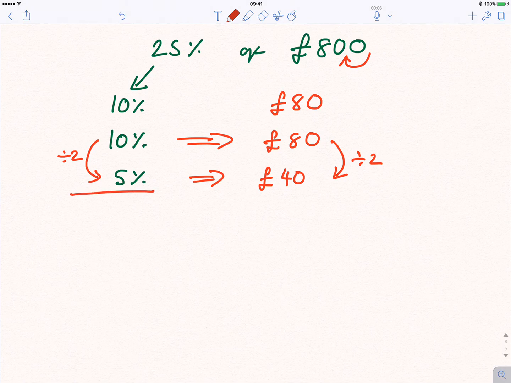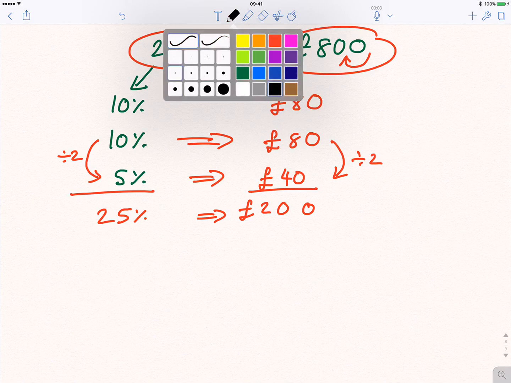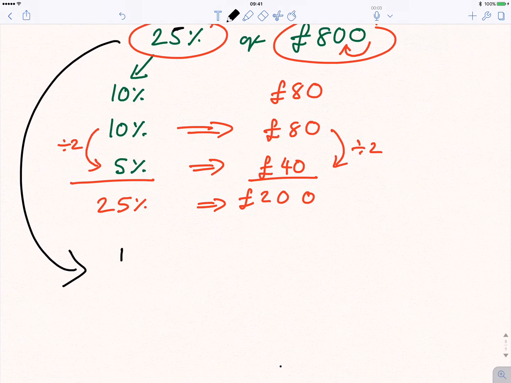Now the total, 25%, we add all of this up: 0, 8 add 8 is 16, add 4 is 20, so that's £200. So 25% of £800 is just £200. Now, if you're really smart, you would have noticed that 25% is just a quarter. So in other words, they are asking you to work out a quarter of £800.